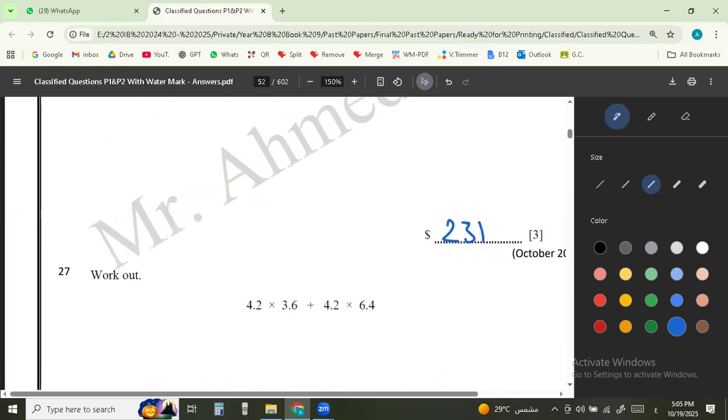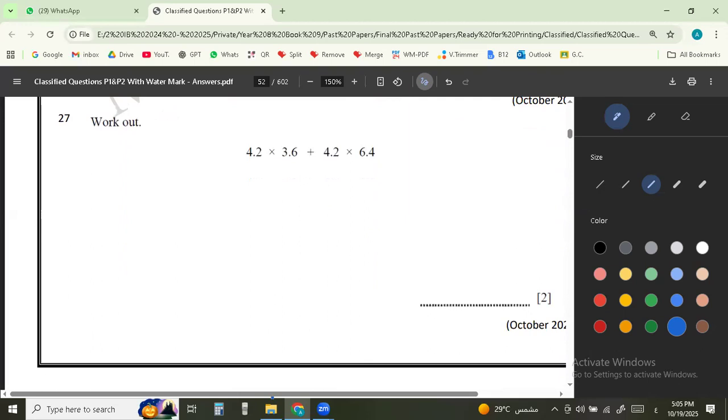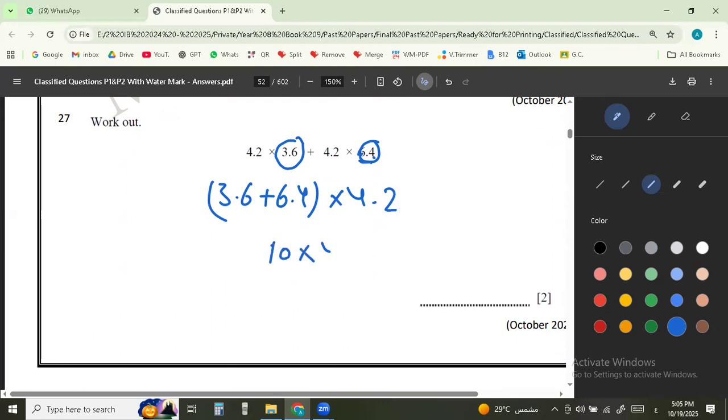Here in this question, it's saying to you, work out this: 4.2 multiplied by 3.6 plus 4.2 multiplied by 6.4. I've got 3.6 and 6.4, both of them multiplied by 4.2. So it is 3.6 plus 6.4, both multiplied by 4.2. 3.6 plus 6.4, you're going to find that it is exactly 10. Multiplied by 4.2 is going to give you 42.